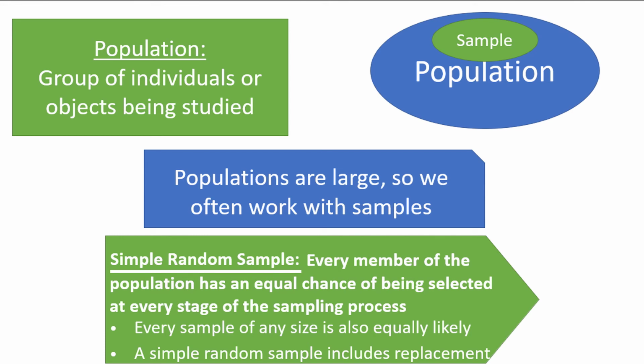The simple random sample is a goal that we would like to achieve with any sample. We want every individual in the population to have an equal chance of being sampled at every stage of the process. One way to achieve a simple random sample is to number every member of the population, and then to generate random numbers using a calculator or computer to decide who to sample.